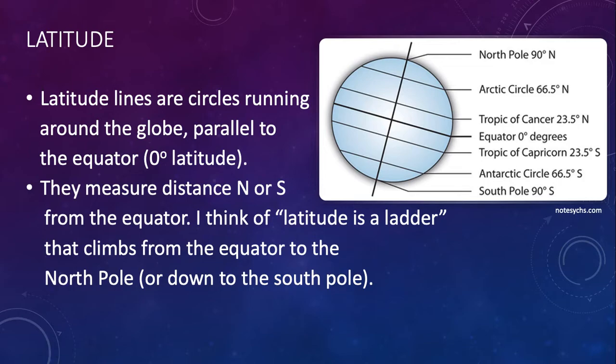Latitude lines are circles running around the globe. They're parallel to the equator, which is 0 degrees latitude, and they measure distance north or south from the equator. I think of latitude as a ladder, and it climbs from the equator to the North Pole or down to the South Pole.